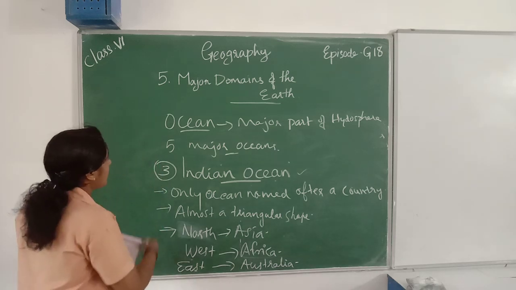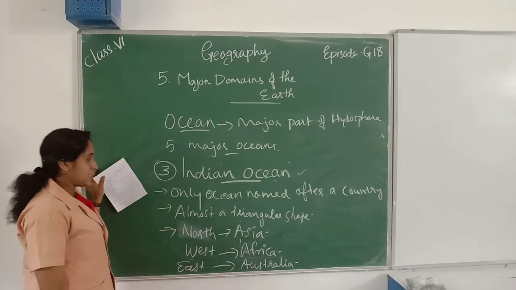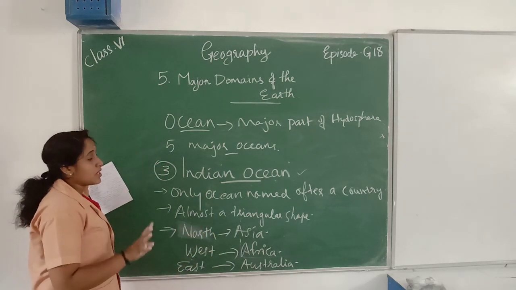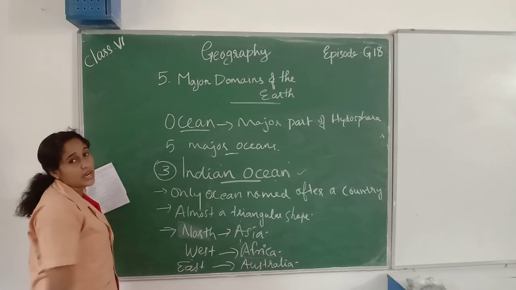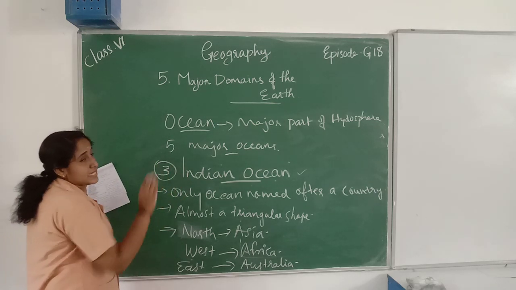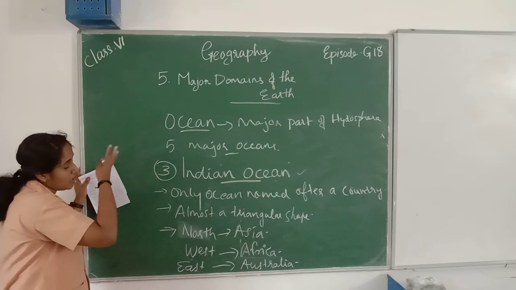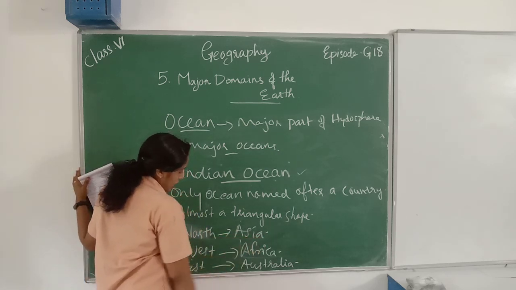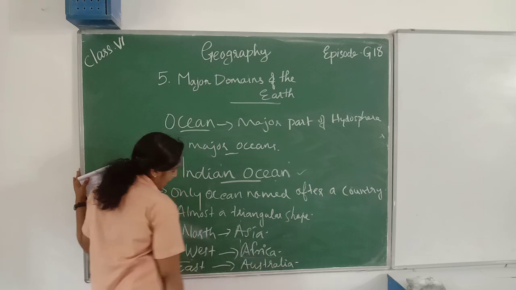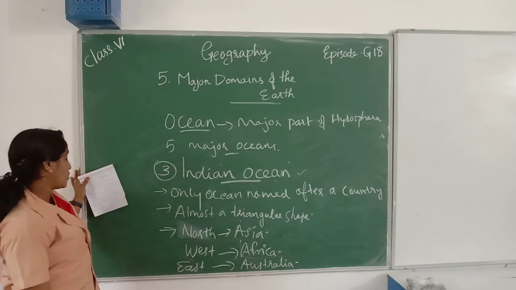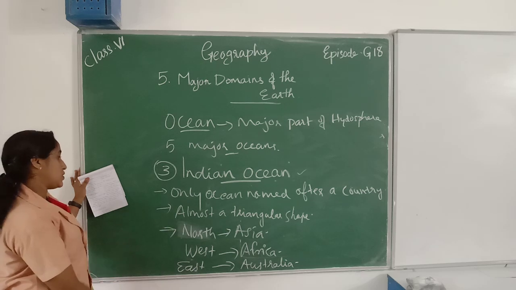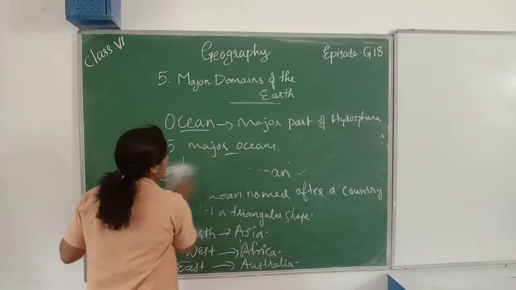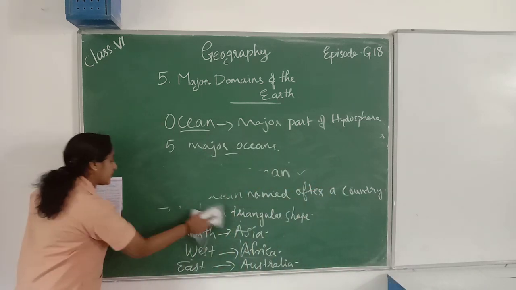Clear? So these are the features of the Indian Ocean. It is the only ocean named after a country, and it is almost a triangular shape. In the north, it is bounded with Asia. In the west, it is bounded with Africa, and the east is bounded with Australia. So these are the special features of the Indian Ocean. The next ocean is the Southern Ocean.